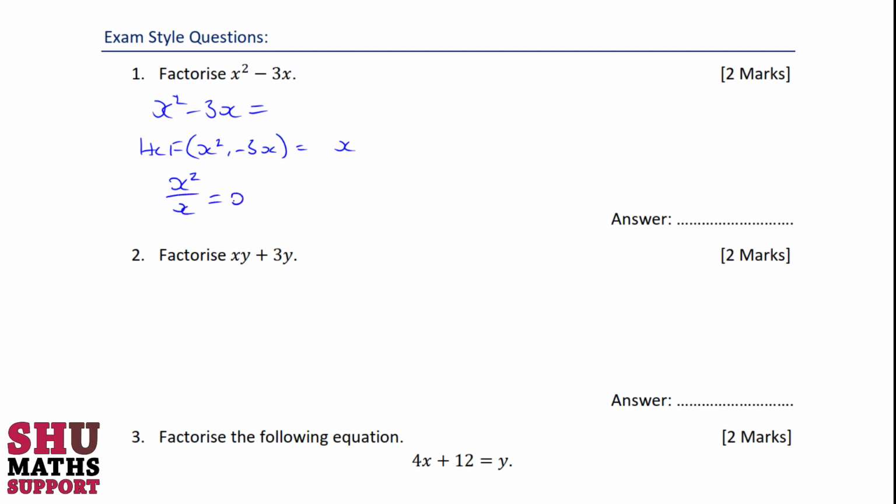So if we divide that by both the terms, we have x squared divided by x, which is equal to x. And we have minus 3x divided by x, which is equal to minus 3. So that means we have our factor, which is x times by x minus 3. And then let's just check that's right. So we have x times x minus 3, and x times x is x squared. And x times minus 3 is minus 3x, which is the original expression. So on our answer line, we want to write x times x minus 3.